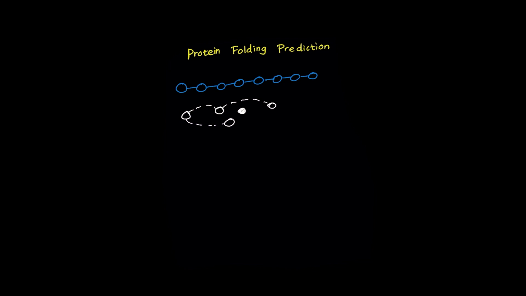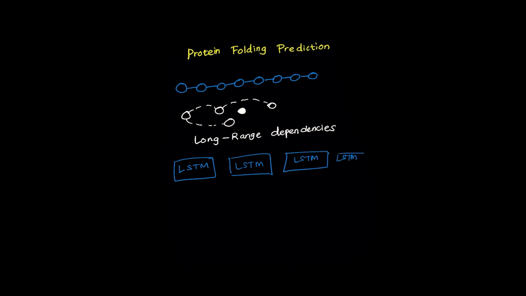Protein folding prediction showcases why combining LSTMs with attention mechanisms is so powerful. Proteins are long sequences where amino acids far apart in the chain can interact in 3D space, creating long-range dependencies. LSTMs excel at processing these long sequences without losing information to vanishing gradients, maintaining a memory of the entire chain.